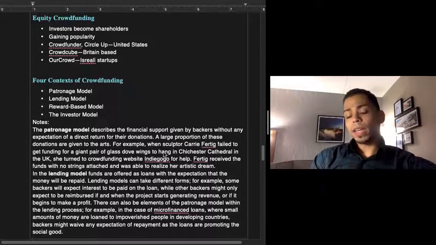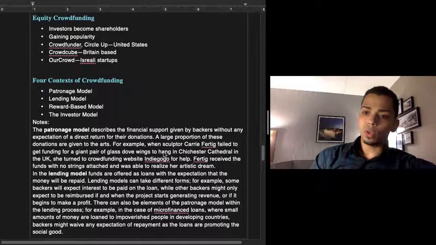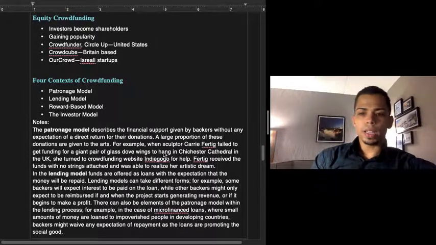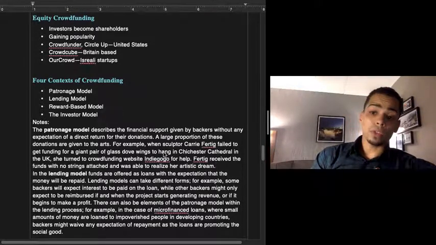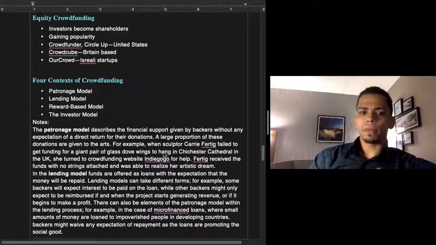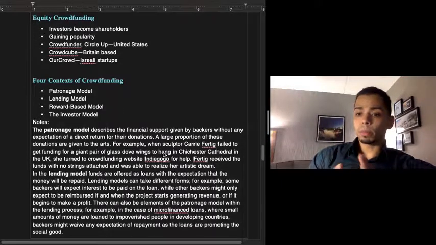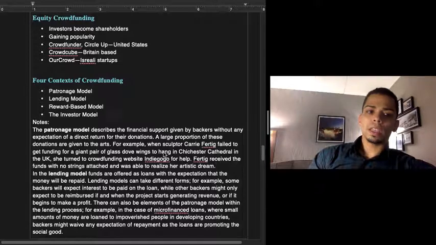Then you have the reward-based model. The example provided in the textbook discusses the Coolest Cooler product, which provided T-shirts and DJing at parties as the form of repayment. And this is the preferred method for the Kickstarter campaign platform. Then you have the investor model, in which people gain equity, like I said, or sometimes they're promised the profitability of the company or some proportion of it. And this is a model that is gaining popularity all over the world.